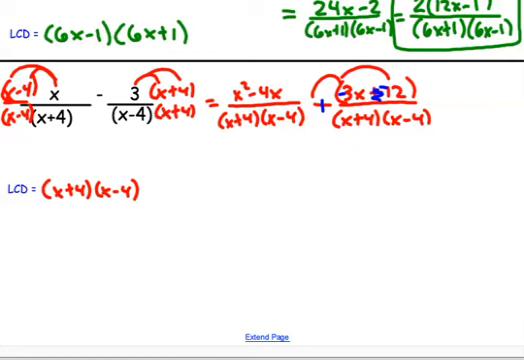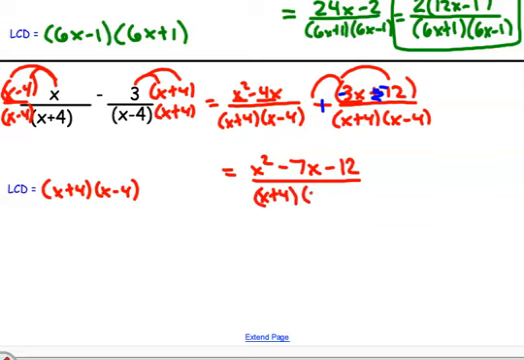Change it to addition and then flip the signs inside the second parentheses. Okay? I only have one x squared term here, so x squared is going to stay the same. I have a negative 4x and a negative 3x that will combine to negative 7x, and then I have a negative 12. That's the result of combining all the like terms in the numerators. On the bottom I have x plus 4 and I have x minus 4.